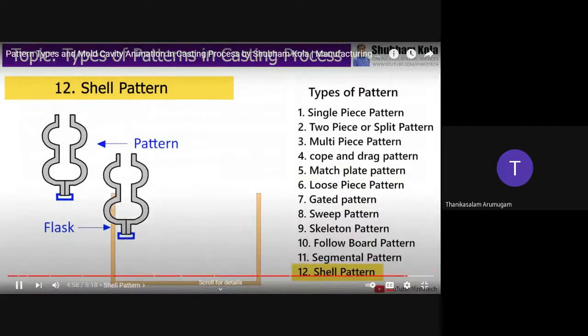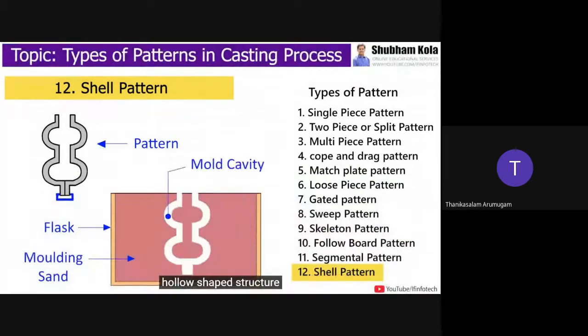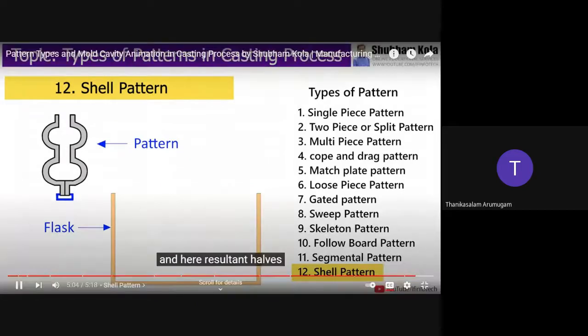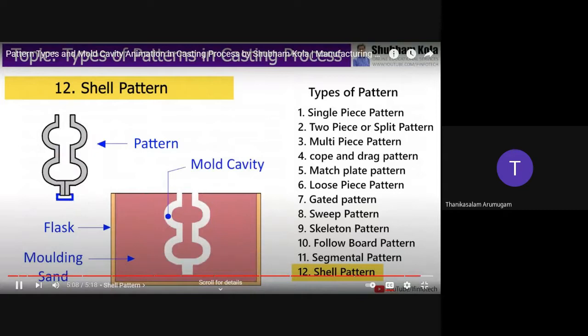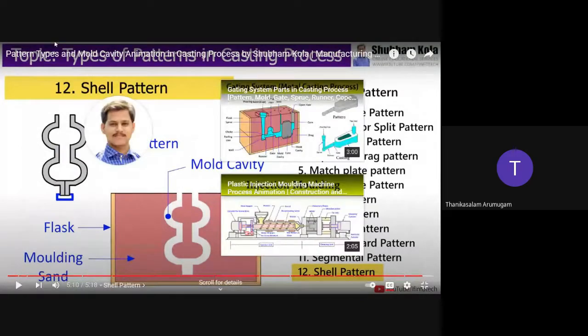Shell pattern is used for obtaining hollow shape structures. Along the center, the parting process is done, and the resulting halves produced after parting are bored and drilled. So, there are different types of patterns available for different products. Okay.